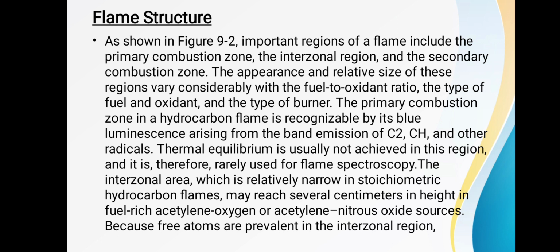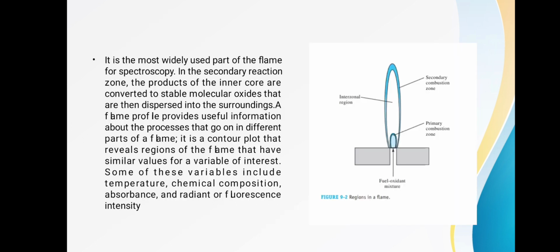The interzonal area, which is relatively narrow in stoichiometric hydrocarbon flames, may reach several centimeters in height in fuel-rich acetylene-oxygen or acetylene-nitrous oxide sources. Because free radicals are prevalent in the interzonal region, it is the most widely used part of the flame for spectroscopy. In the secondary reaction zone, the products of the inner core are converted to stable molecular oxides that are then dispersed into the surroundings.